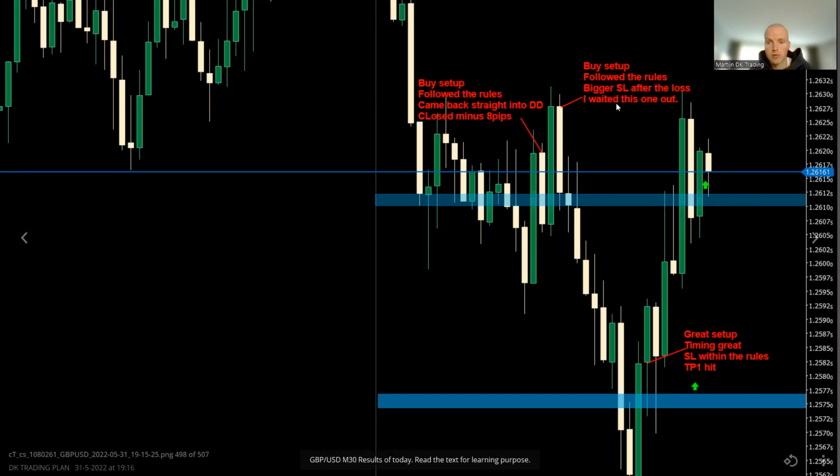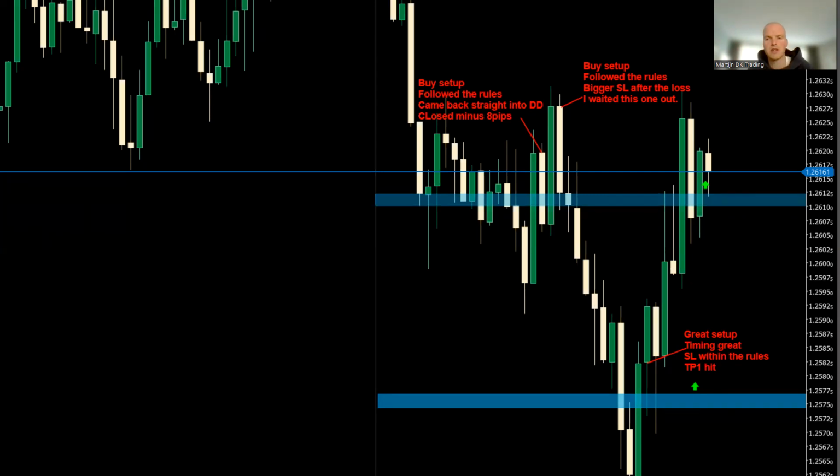Another buy setup, follow the rules, bigger stop loss after the loss, but I waited this one out. Why? Because again, we went into a bigger stop loss than we wanted, further away than I wanted to see, and I was a little bit hesitant about the news that was coming out later on that day. So I just waited out. It was a little bit later in the session as well, so I didn't really do it.